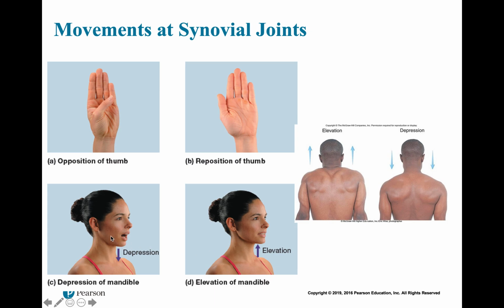The mandibular joint is a modified hinge joint. If you drop your jaw, that's called depression. If you close your mouth, that's called elevation of the mandible. You can also have elevation and depression of your scapula. If you shrug your shoulders, that's elevation of the scapula. If you depress your shoulders or bring them down, that's depression of your scapula.